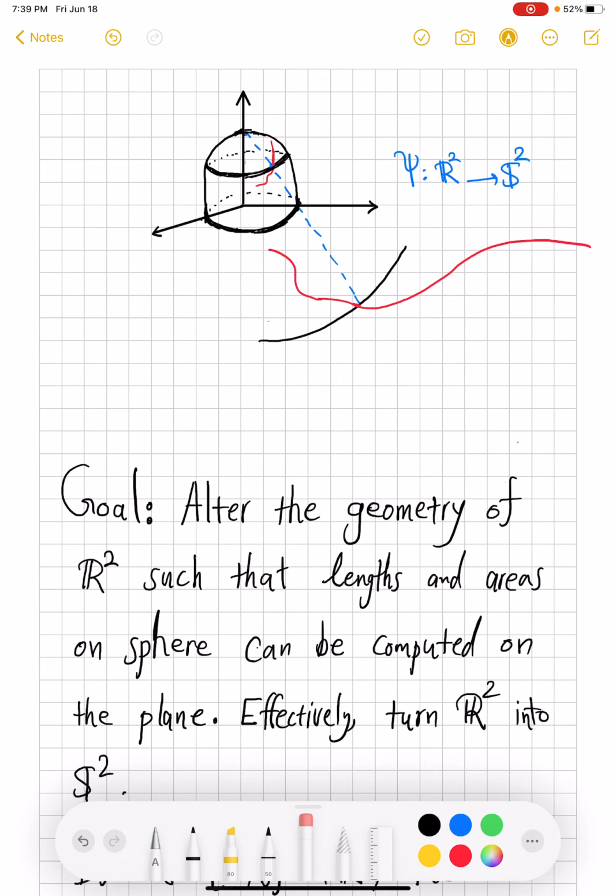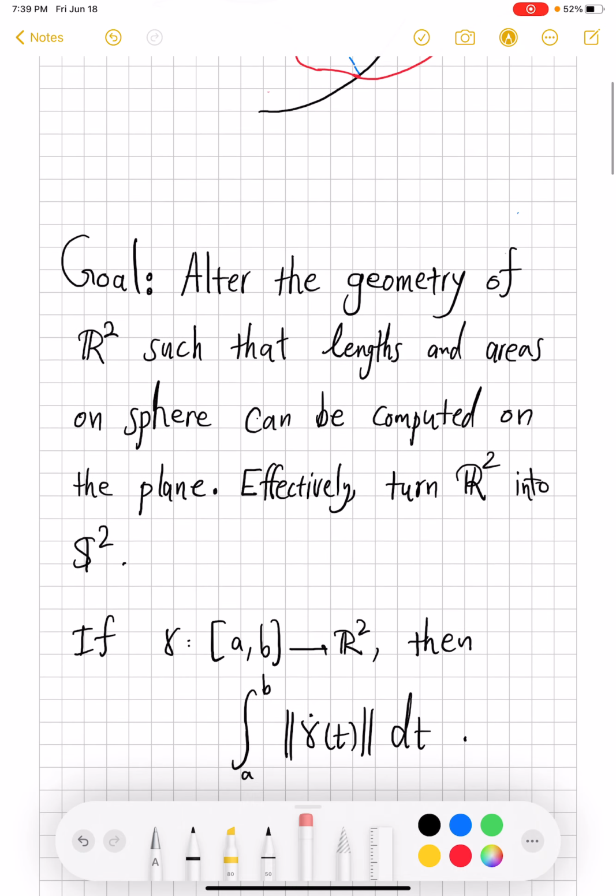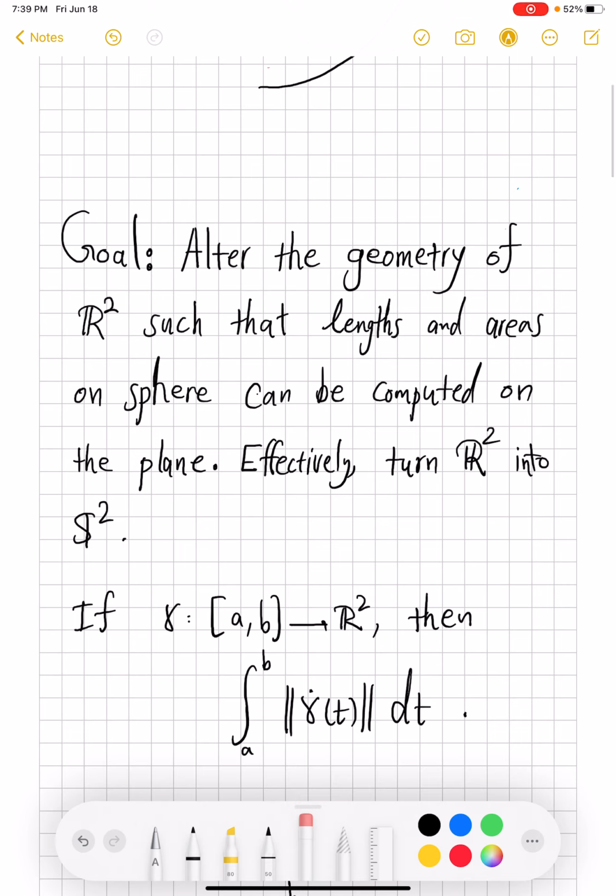plane. And this is in effect changing the geometry of R2 in a way that R2 becomes indistinguishable from S2 in all aspects, including curvature, area, and of course length of curves. Let's see how we go about this. For that, let's recall how we computed the length of curves in the first place.